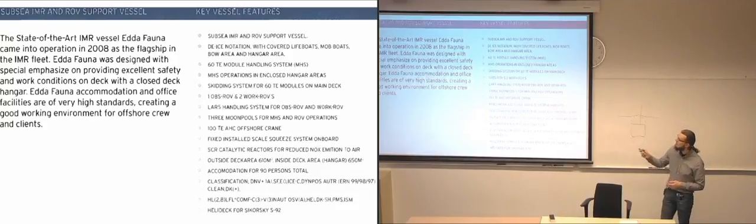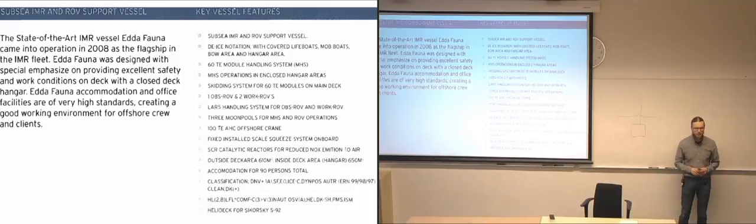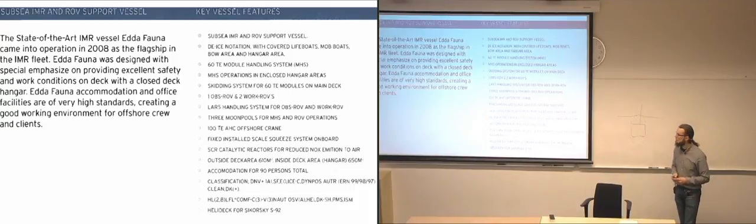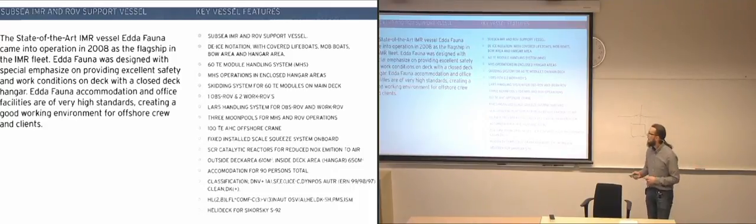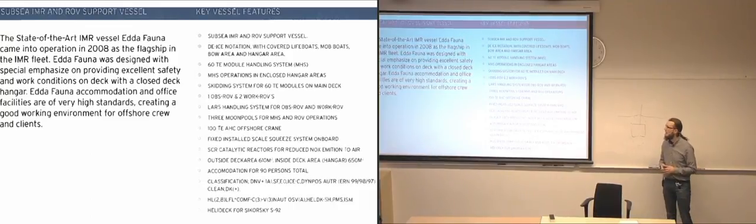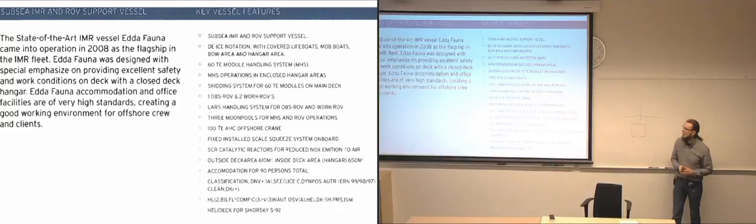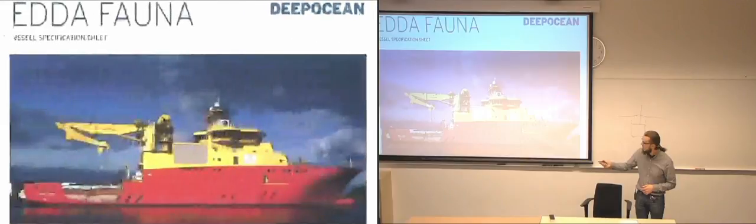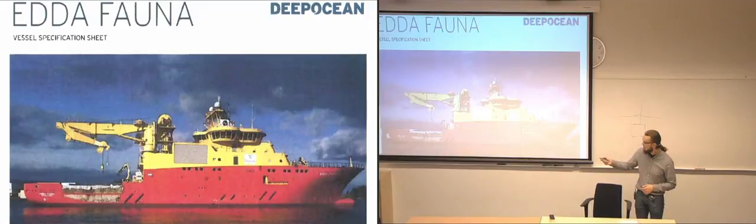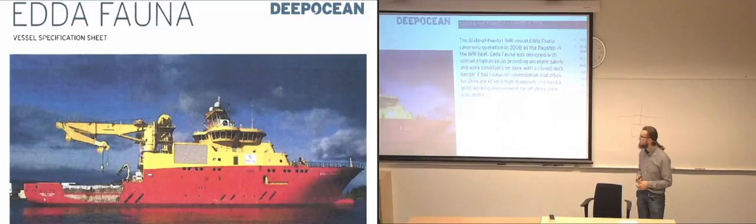It has a 60-ton module handling system, so it can handle modules up to 60 tons, so fairly large modules. And the operations of the module handling system are in the enclosed hangar area. So we can see it here. You can't see the module handling system behind here because it's inside this part. So that's a nice thing, having it covered over like that.